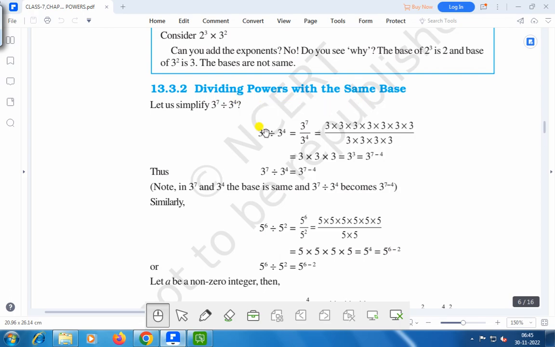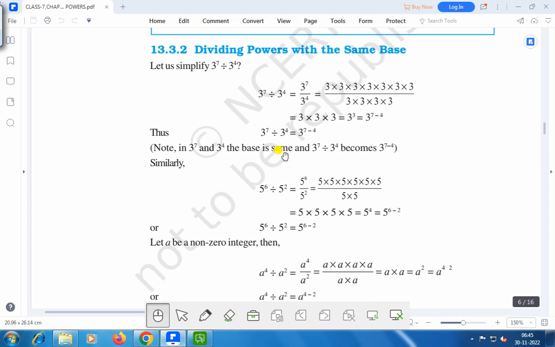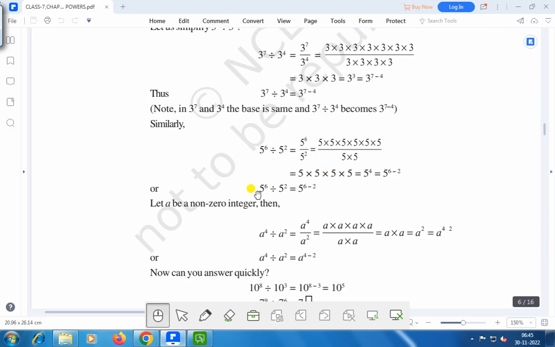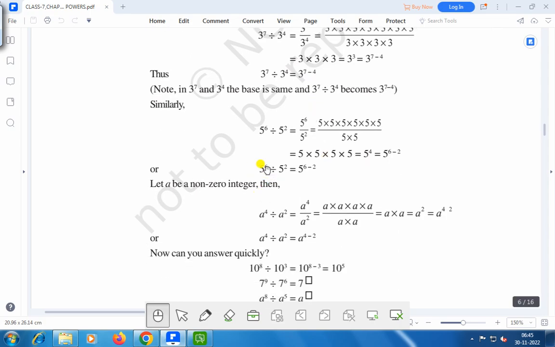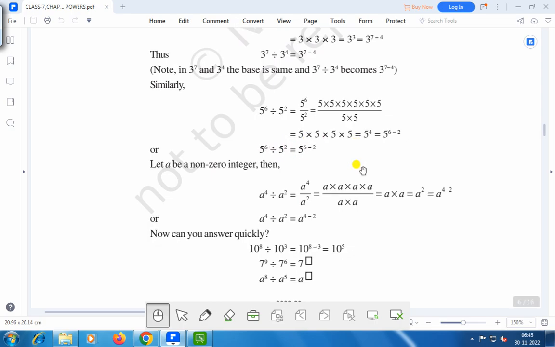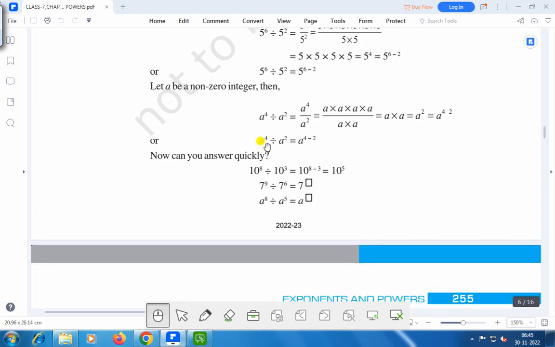Dividing powers with the same base. 3 to the power 7 divided by 3 to the power 4, right? That means we have to subtract the exponents: 7 minus 4, that is 3 to the power 3. In the same way, 5 to the power 6 divided by 5 to the power 2, you have to subtract the exponents, 6 minus 2, that is 5 to the power 4. Or here also, 8 to the power 4 divided by 8 to the power 2 is 8 to the power 4 minus 2, that is 8 to the power 2.